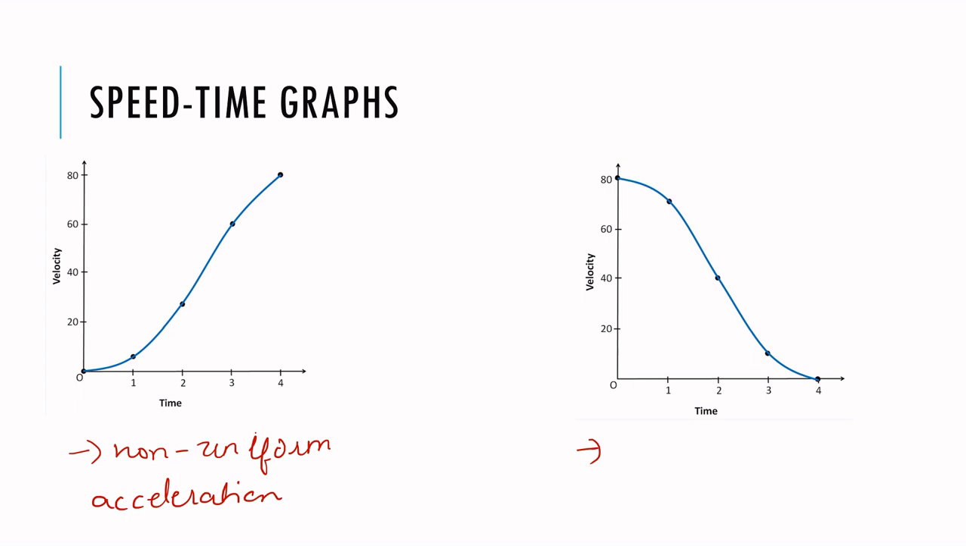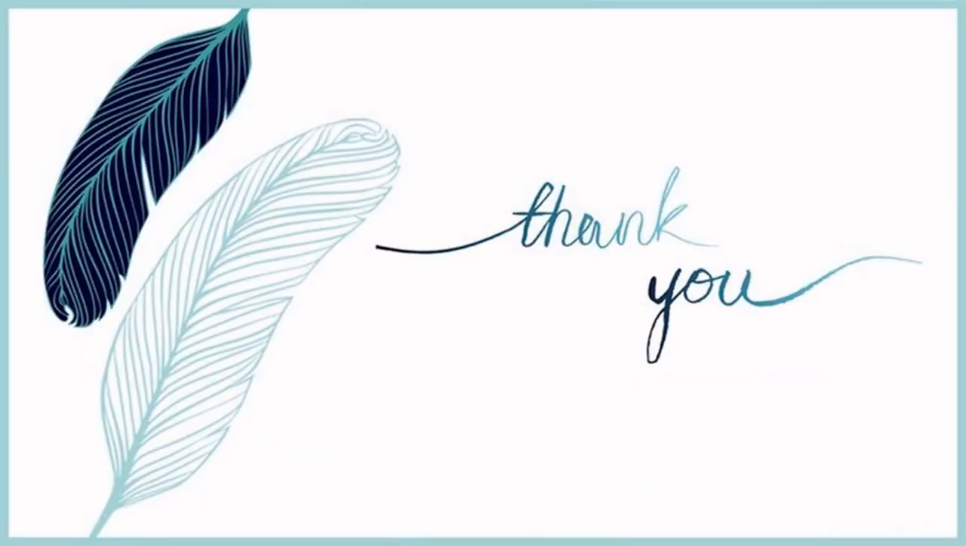The second graph shows non-uniform deceleration. That means a decrease in speed at a rate that is not constant per unit time. This concludes the chapter describing motion.